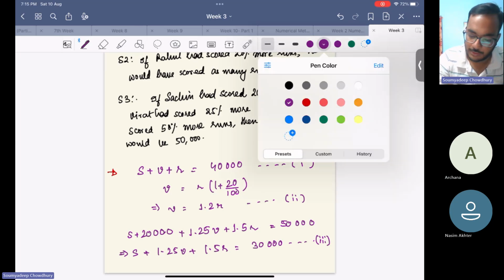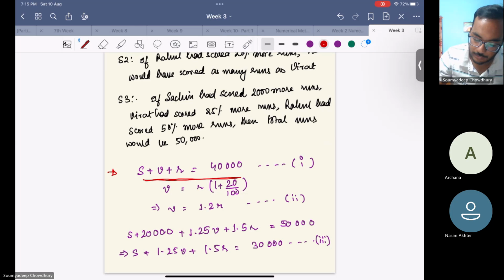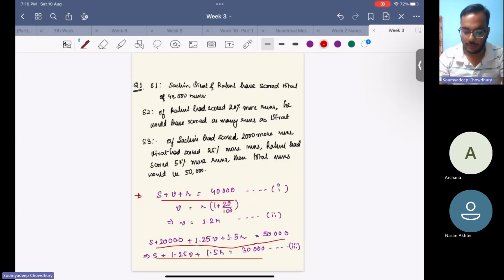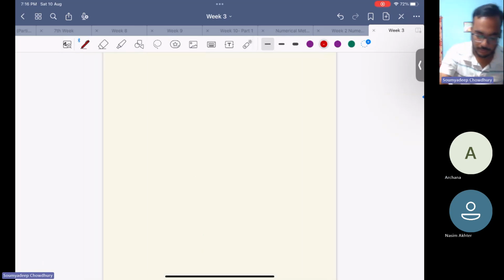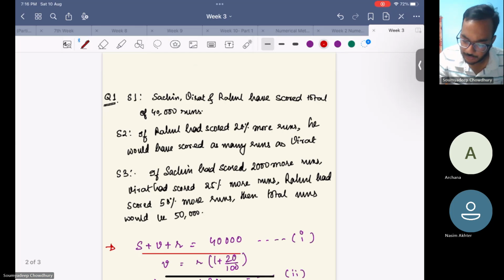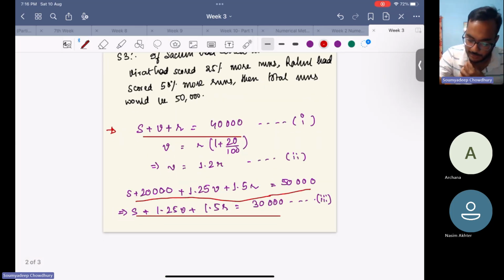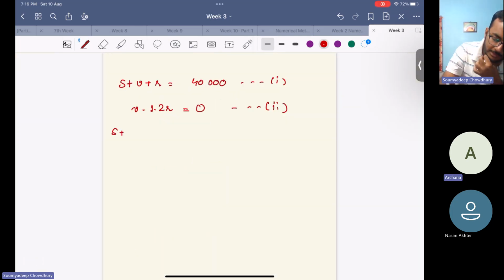So these are the three equations, right? Is it clear, Archana? Yes, sir. This is the first, this is the second, and this is the third equation. Now I'll see the questions. The first question is, please report the matrix A. Matrix A is of the form they have told. I'll copy down the equations. First equation, S plus V plus R is equal to 40,000. Second, V equal to 1.2 R, which I can write as V minus 1.2 R equals 0. This is my second equation. And the third equation is S plus 1.25 V plus 1.5 R equals 30,000.